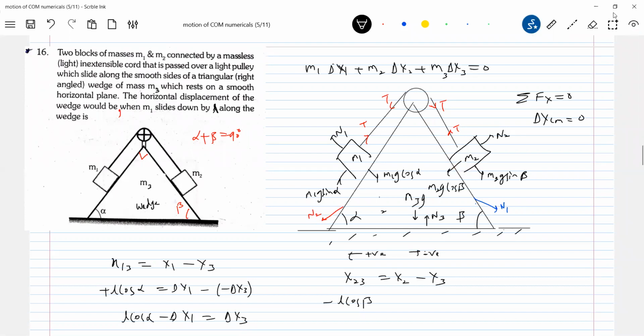Towards left, this is positive, equal to delta x2, we don't know, minus the wedge will undergo displacement towards left. Symbols might trouble you a little bit, just be careful. So again delta L cos beta minus delta x2 is equal to delta x3. Let's substitute all.